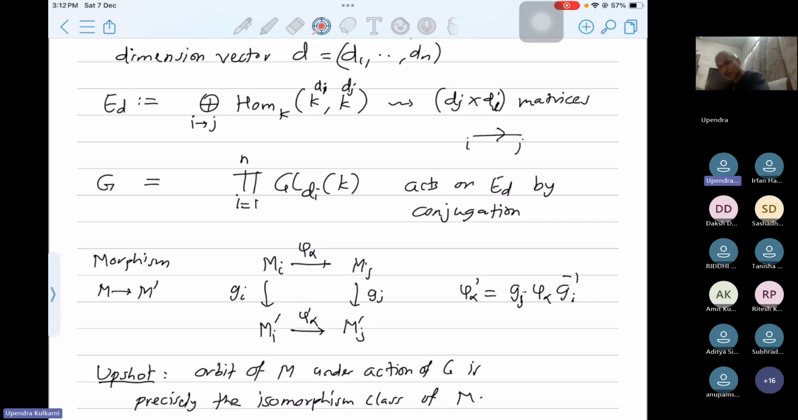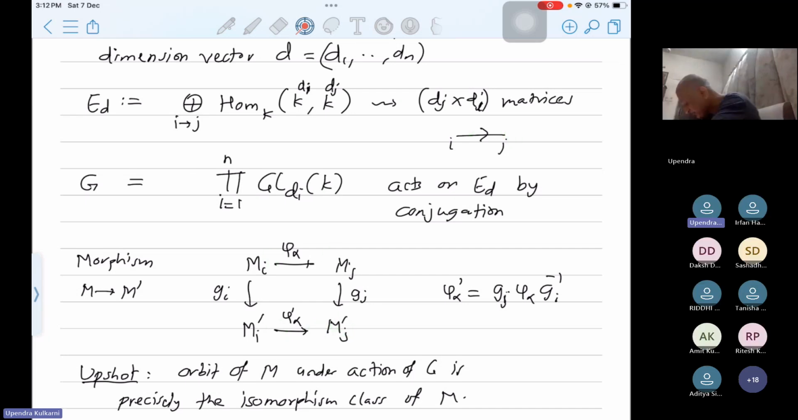Anyway, so what does it mean to have a morphism between two representations? Well, it simply means that whenever there is an edge i to j, I have these maps in the two respective representations M and M prime. And for an isomorphism, I have these invertible maps; for a morphism, I have just these maps g_i and g_j such that the diagram commutes, correct?